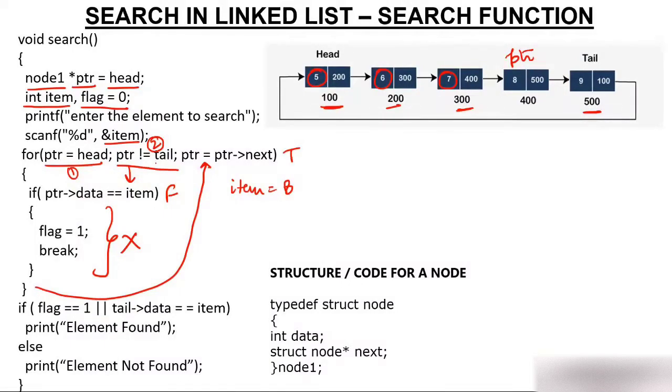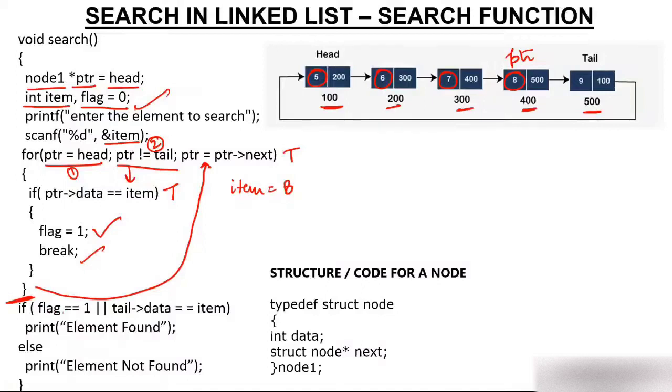Again, I'll check is PTR not equal to tail? What is PTR? 400. And what is tail? 500. Yes, not equal. I'll again move inside. I'll check PTR data. What is PTR data now? 8. Is it equal to item? Yes, PTR data is 8 and item is 8. Fine, they are equal. Now the condition became true. I'll move inside this block. I'll put flag equal to 1, which was 0 initially, and I'll break. The moment I break, I'll come out of the loop.